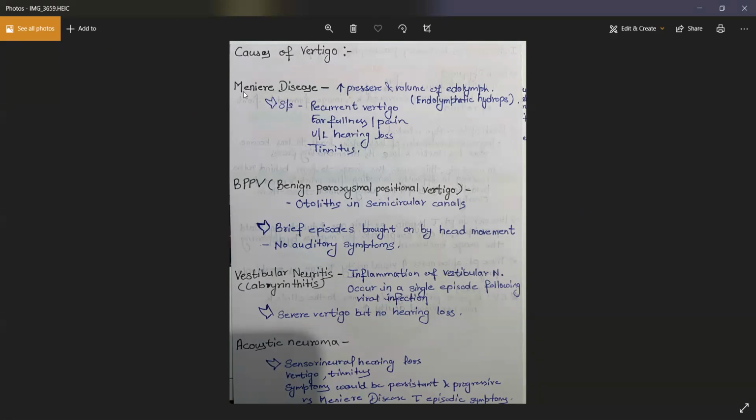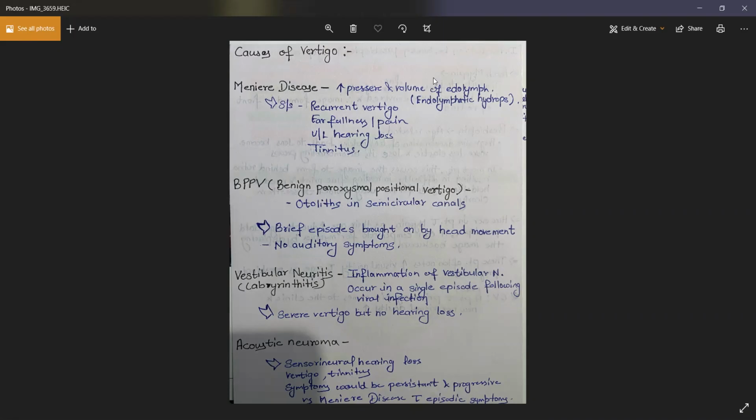So let's discuss them. First, you have Meniere's disease, in which you have an increase in the volume of the endolymph. You have the endolymph formation and the drainage of the endolymph. Whenever the formation of endolymph is increased, or the drainage is decreased, you will have an increased volume of the endolymph. You call it an endolymphatic hydrops. Because of that, the patient will have a compression of the nerves, and this compression will be episodic.